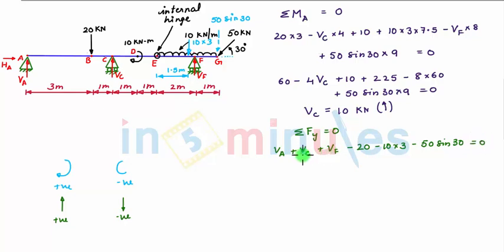So now upon substituting the value of VC and VF as 10 kN and 60 kN respectively, we have VA plus 10 plus 60 minus 20 minus 30 minus 50 sine 30 is equal to 0. So upon solving this, we get the value of VA as 5 kN, which is positive, hence it is upward.